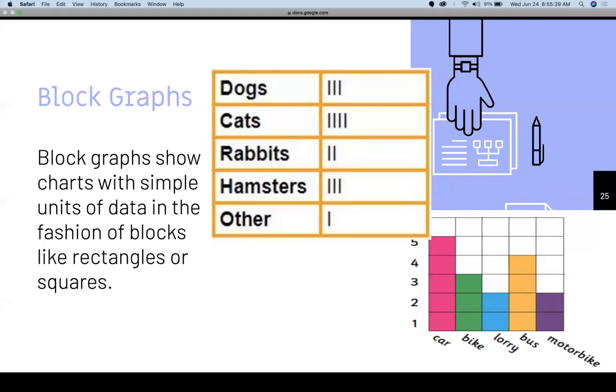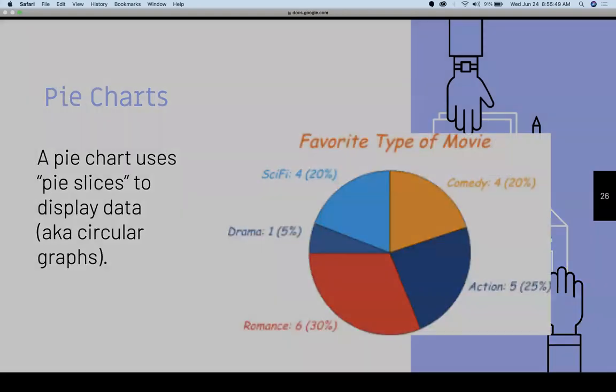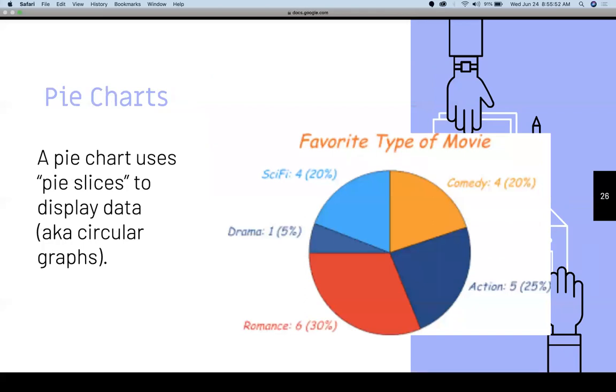So we have those Roman numerals, data in those blocks. We have even those bar chart looking graphs that have block squares, and we can just call those block graphs. Pie charts, very simple. Think of a pizza pie. Think of any pie, apple pie, cherry pie, right? Pie charts use pie slices to display data, aka circle graphs, and it's just a pie looking graph.